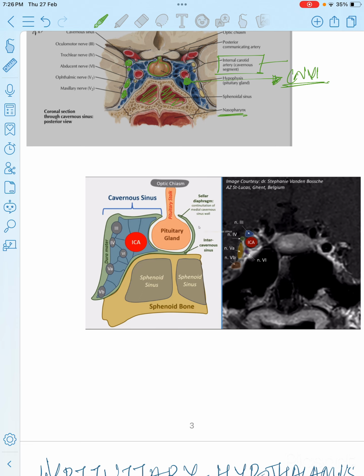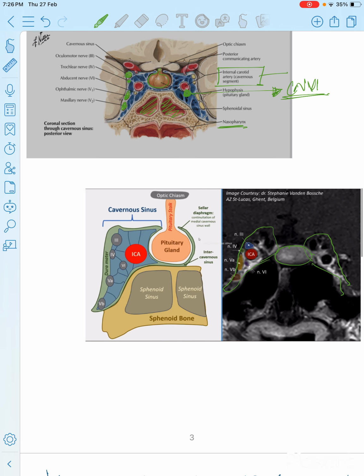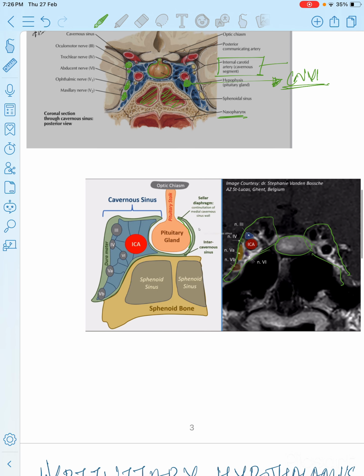So radiologically, this is how your pituitary will look along with the cavernous sinus as shown here with the contents. Other important thing which I had mentioned there is the cellular diaphragm. Cellular diaphragm basically acts as a continuation of medial cavernous sinus walls.